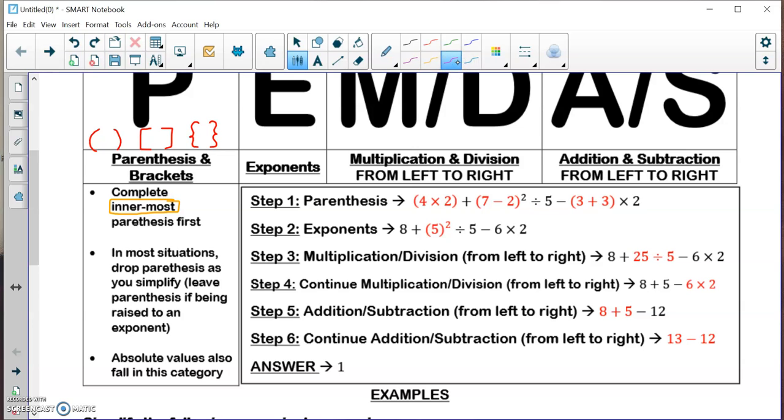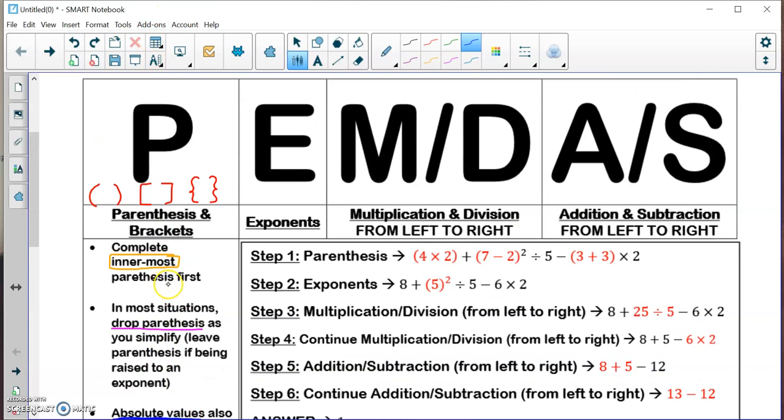As we simplify our parentheses, we will drop our parentheses. However, there are a few cases where we will not drop our parentheses, and that is if our set of parentheses is being raised to an exponent. Absolute values, which we will deal with in this lesson, will be taken care of in the parentheses step. Absolute values are not considered parentheses, but they will still be considered the first step in simplifying expressions.